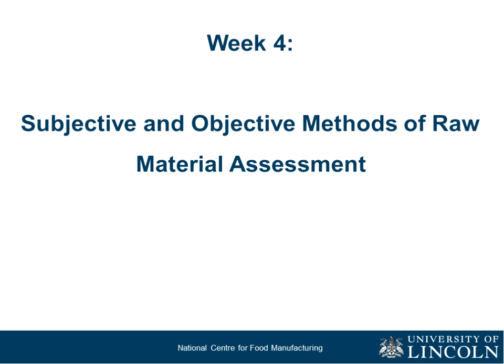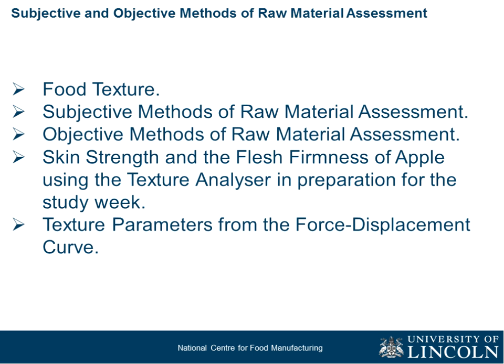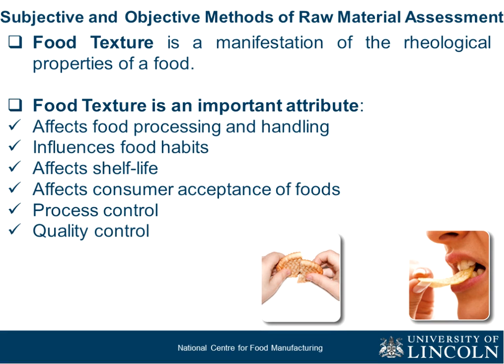Now, talking about subjective and objective methods of raw material assessment, that led us to our study week on apple texture analysis. We talk about fruit texture, the subjective method and the objective method of raw material assessment. We talk about the skin strength and flesh firmness of apples using the texture analyzer. We did a lot of this during the study week. And then we define food texture as a manifestation of the rheological property of a food. It's important because it affects food processing and handling.